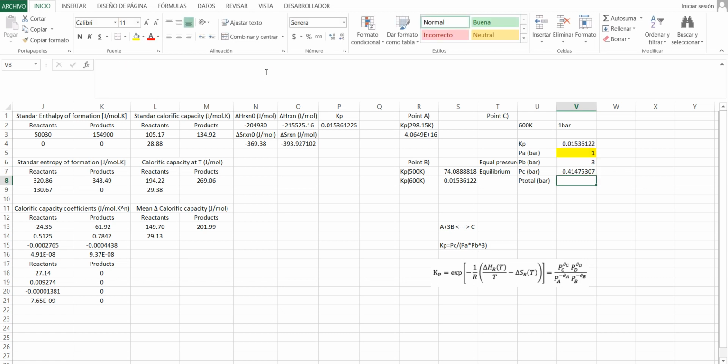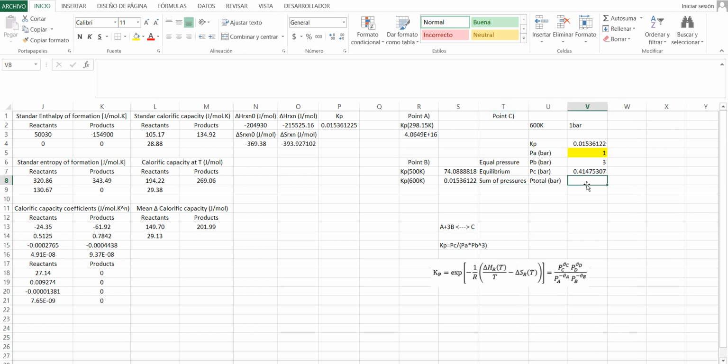Okay, and the final condition is the simplest one. It says that the total pressure is the sum of the final pressures; we assume Dalton's law. This law says that the total pressure of a system is just the sum of the pressures of its components. So we just say that the total pressure is the sum of the three components. Okay, so now we are ready to start our solver.